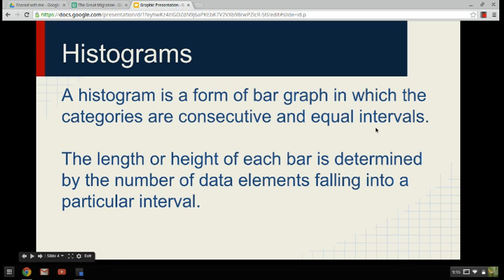It also makes sure that we have equal intervals. So each one of our intervals, each one of our time periods, is 10 years, a decade. The length or height, we're going to be doing up and down height, of each bar is determined by the number of data elements falling into a particular interval. So if we think about our data, the height is going to be determined by the number of people who migrated during that specific time.